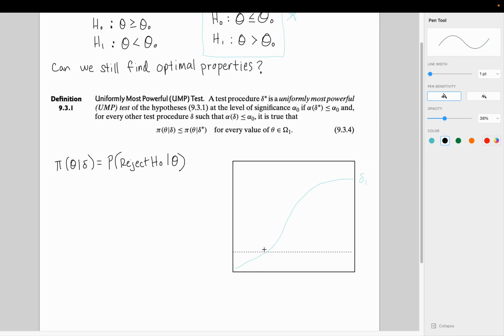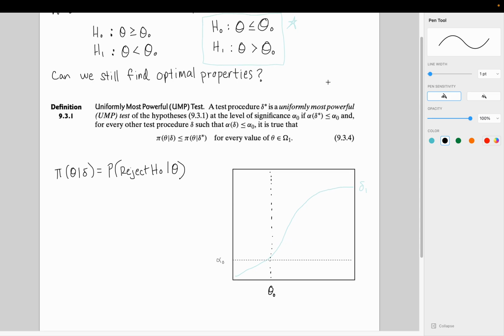Typically, the point where it crosses the threshold, alpha naught, where we're trying to keep our type 1 error rate, is at theta naught, the upper boundary of the null parameter space over here. That's typically where theta naught and alpha naught intersect. Now, there are lots of tests that we can consider for every possible situation.